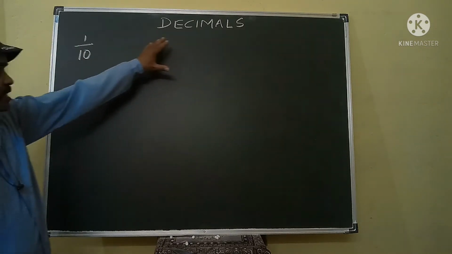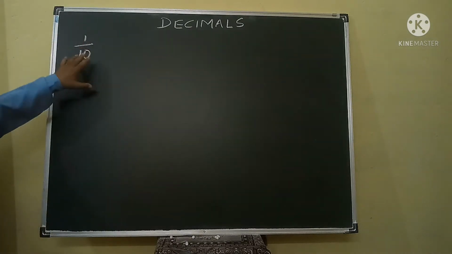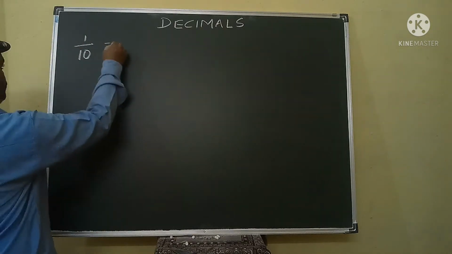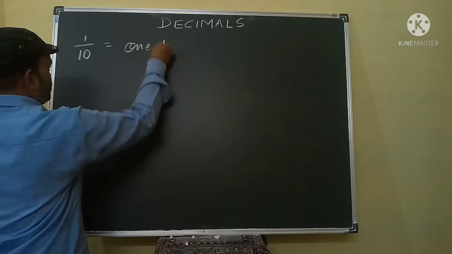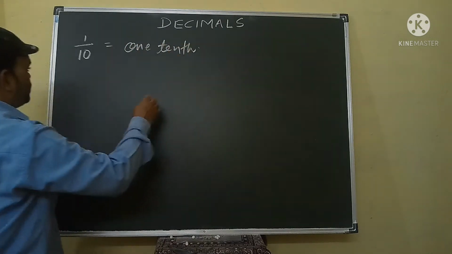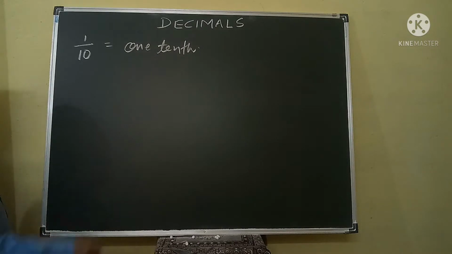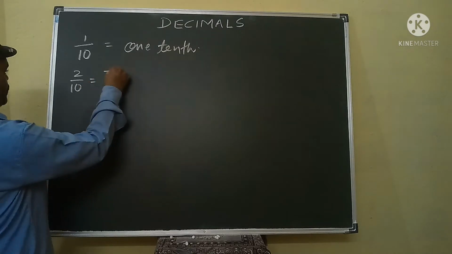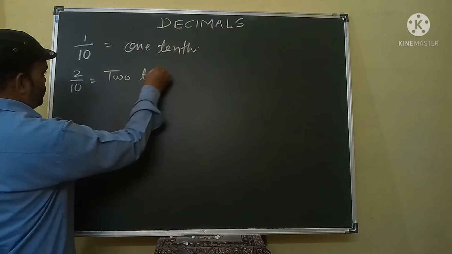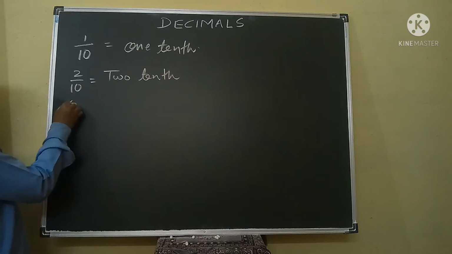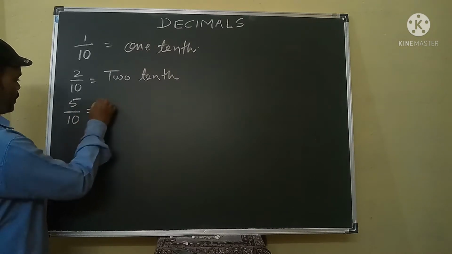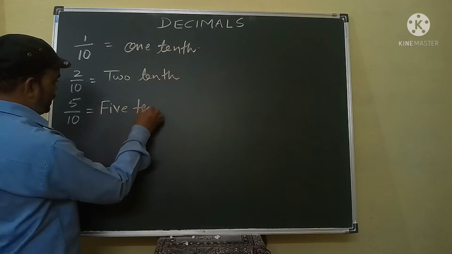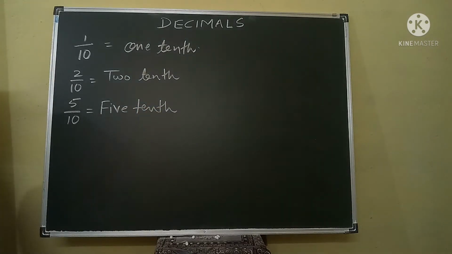But in decimals chapter, how can you read this type of number? This is 1 upon 10, and we will write here 1/10. 1/10 means 1 upon 10. Suppose this is 2 upon 10. This is 2/10. Suppose this is 5 upon 10. How can you read this decimal fraction? This is 5/10.